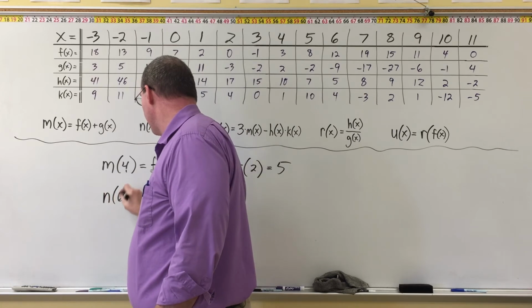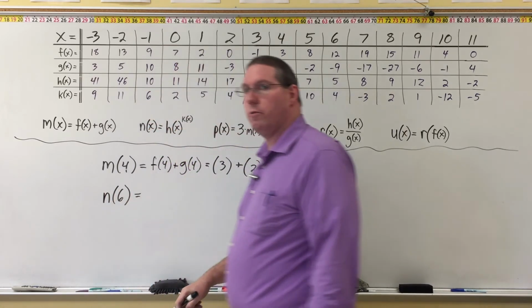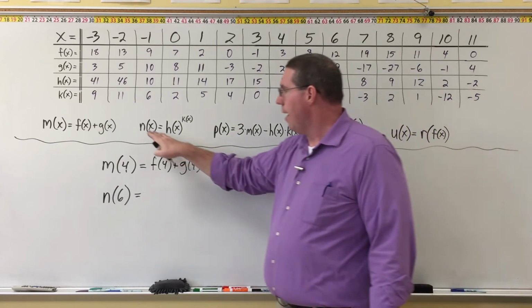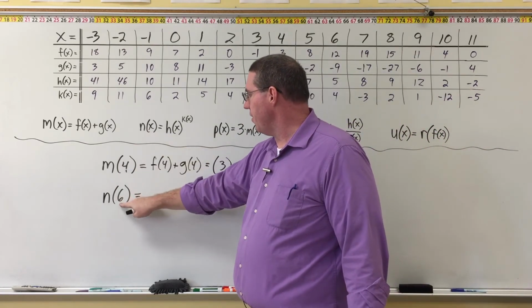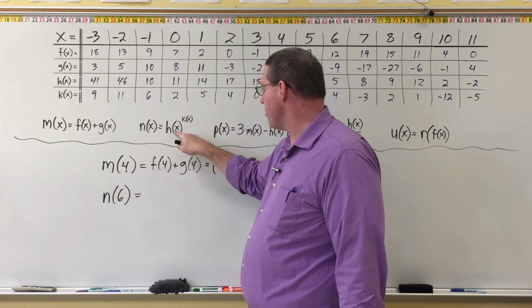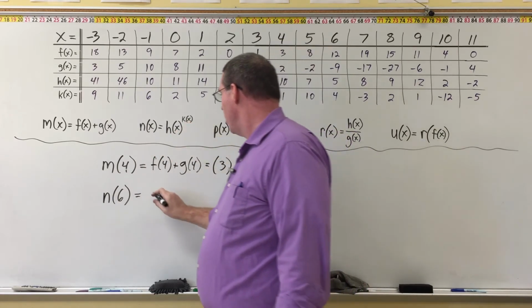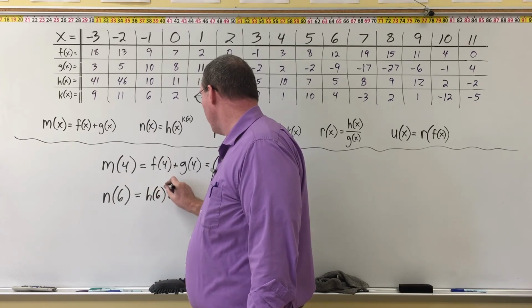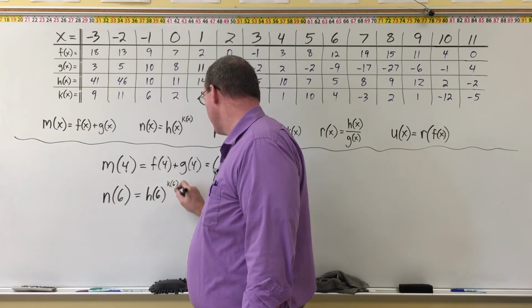n of 6. Do you want to try that one on your own? You want to pause the video and see if you can figure this one out? So we're going to use n of x, but in place of the x, we're putting a 6. So that means we're going to put a 6 here and a 6 here. So we're going to do h of 6 to the power of k of 6.